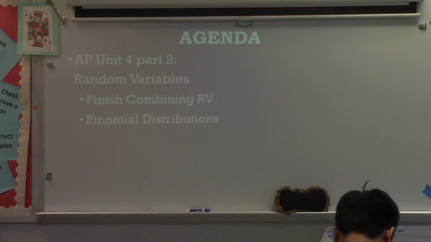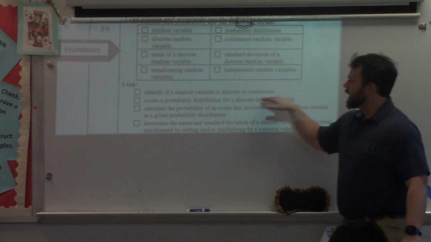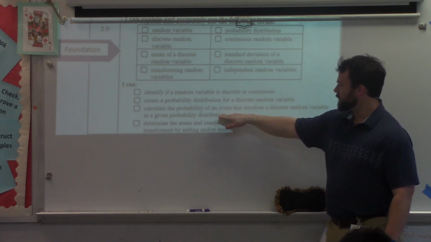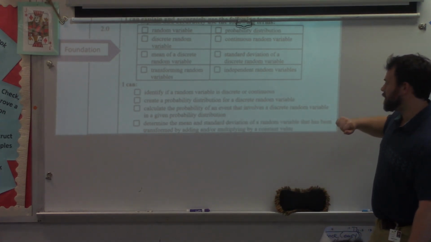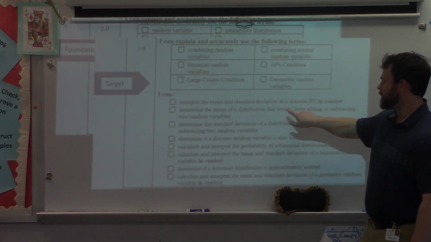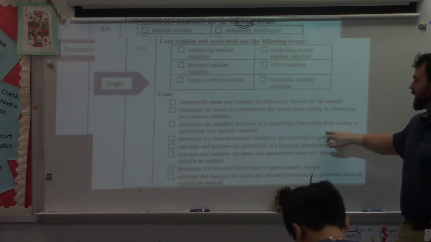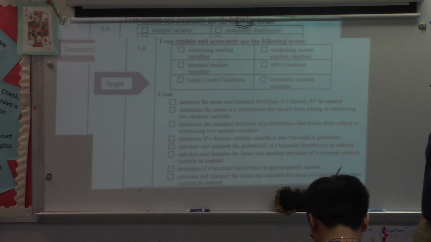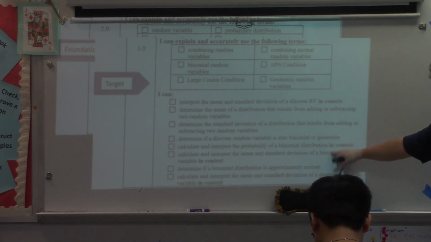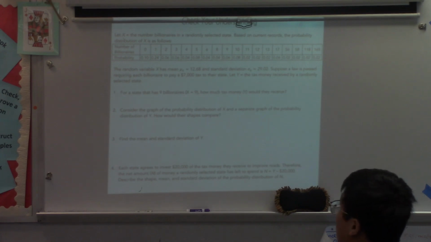Perfect. So we're just going to do a little bit of practice with it. So remember what we ended with, 6.4. Determine the mean of a distribution that results from adding or subtracting 2 random variables, and the standard deviation of a distribution that results from adding or subtracting 2 random variables. So we're going to look at that right now. This next part is the very next set of stuff we'll go into. I'm going to post solutions on that so you can check yourself.